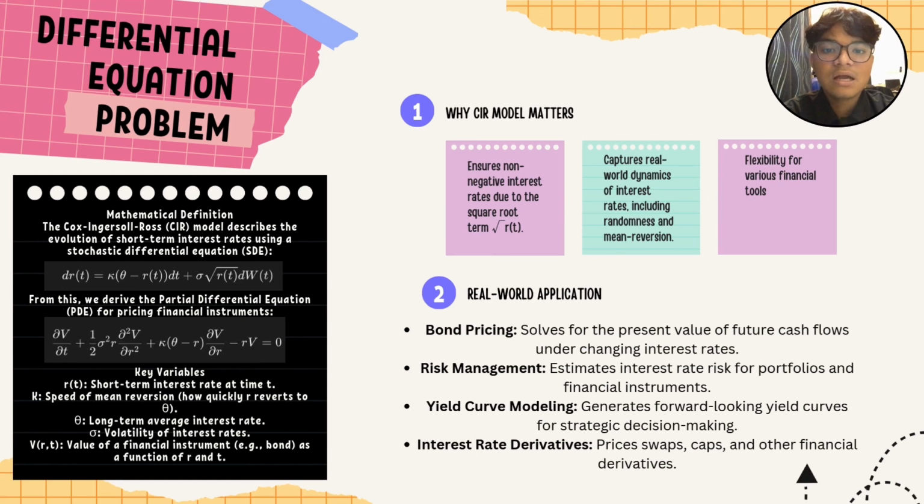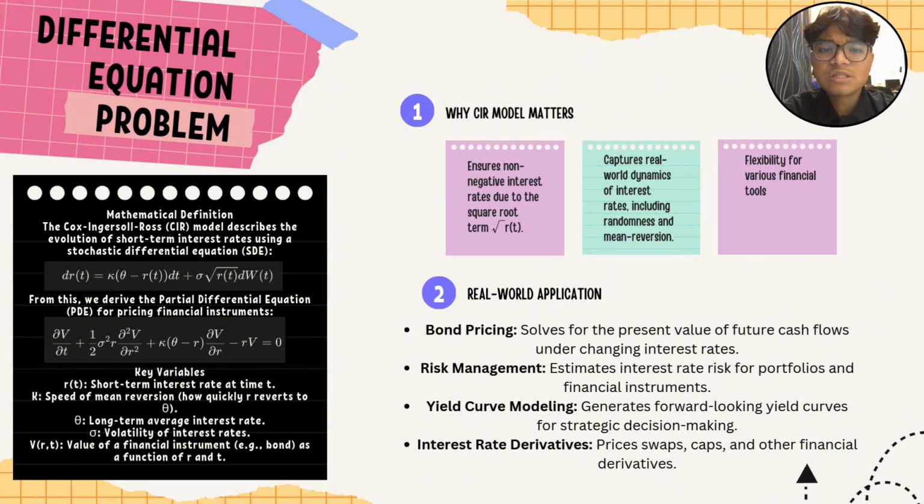The boundary condition for solving this PDE is typically V(R, T) equal to 1, which means that at maturity T, the bond pays a value of 1 unit, for example 1000 ringgit for a zero coupon bond. Solving this equation numerically helps us find the bond's price at any point before maturity.